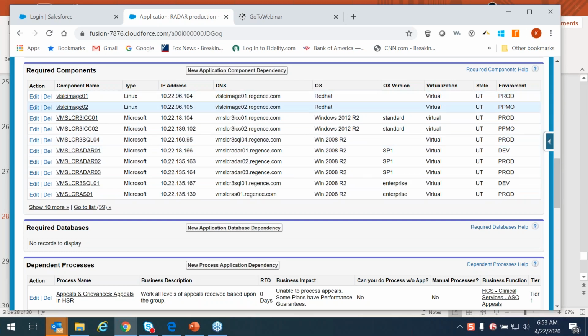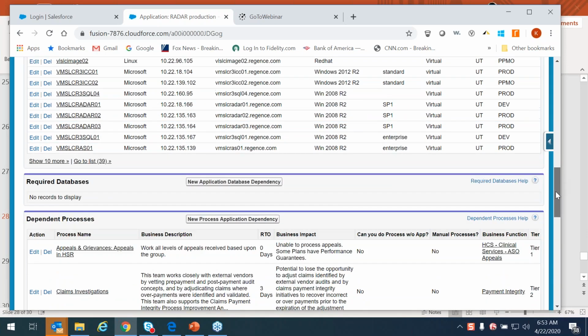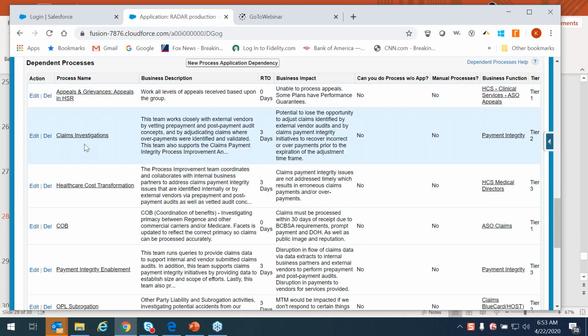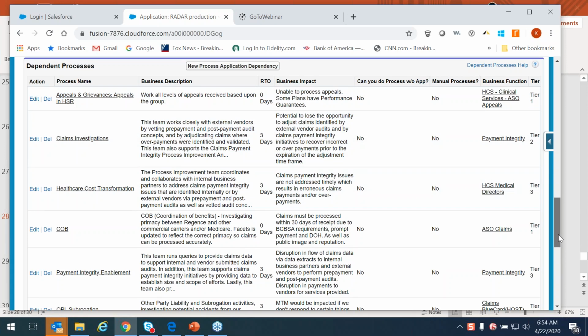But these are the physical hardware components that we're required to do this. And again, it comes from the business continuity planners. Here's all the business processes that are dependent upon this application. And we ask them very specific questions about whether they can do the process without the app, if they have other manual processes, etc., so that we can identify the criticality of a specific application based on the processes that are dependent upon it and the tier that those processes live in.